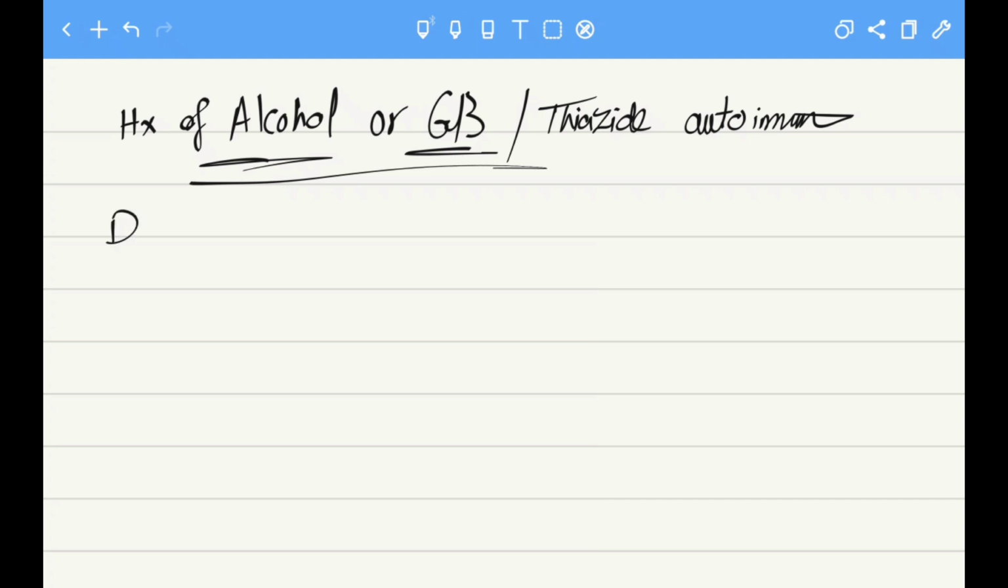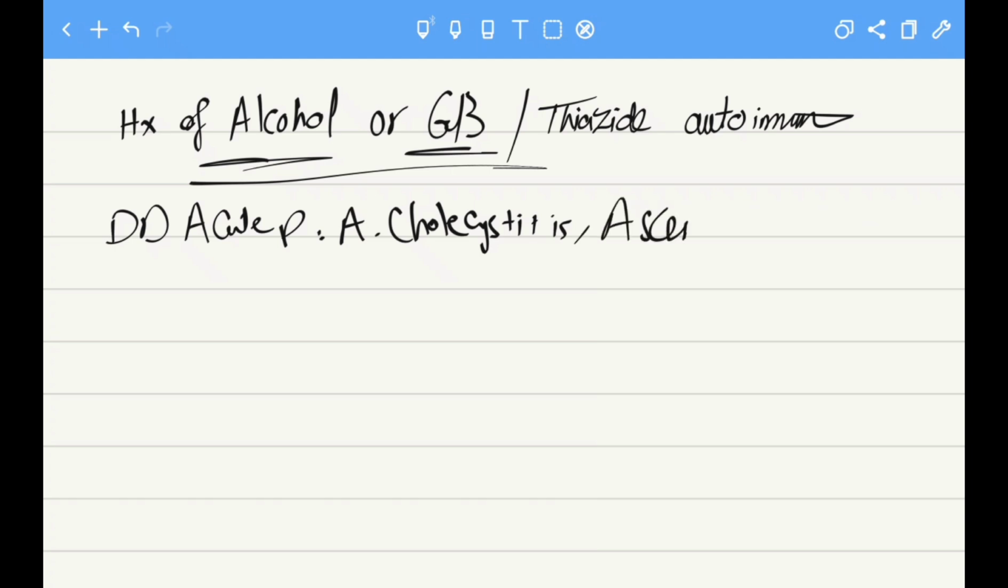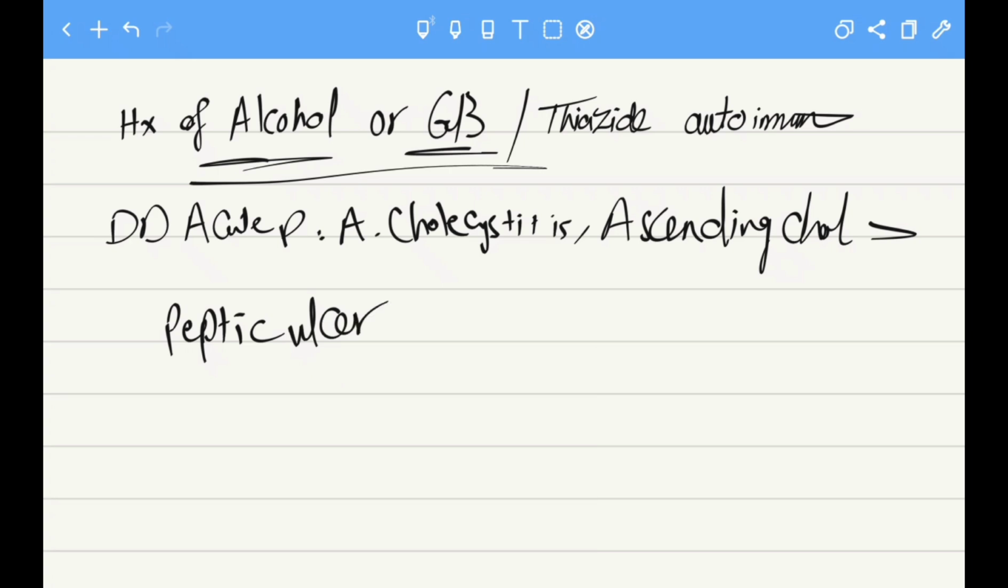Okay, what is the differential diagnosis of acute pancreatitis? Maybe acute cholecystitis and ascending cholangitis, peptic ulcer, inferior MI.